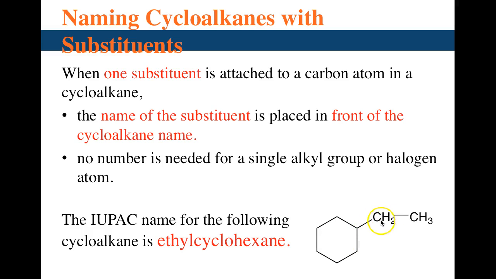All right. So this is simply called ethyl, because there are 2 carbons in the substituent. The long continuous carbon chain, of course, is the cyclic structure, cyclohexane. So it is ethyl cyclohexane.